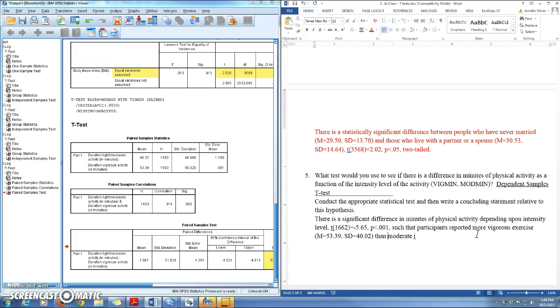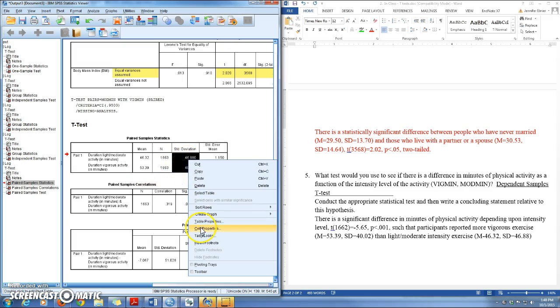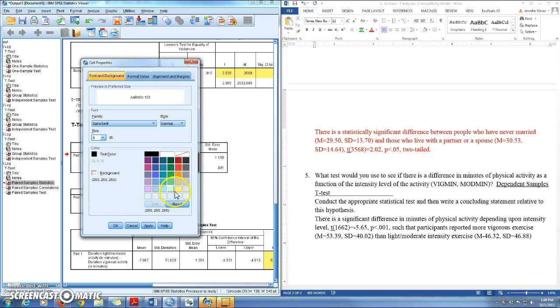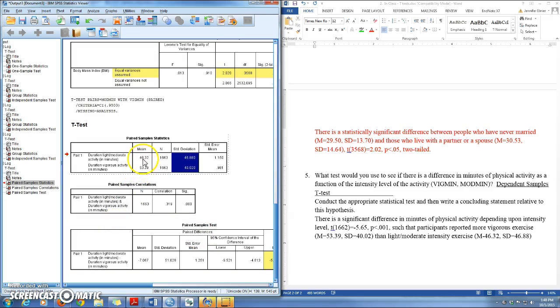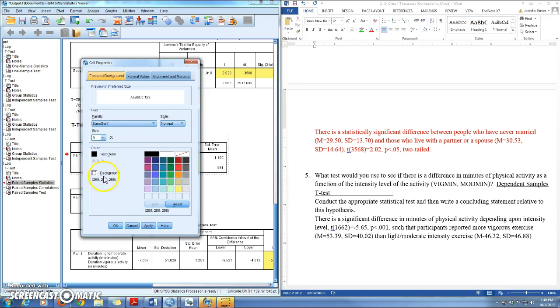Actually, it was actually light. It's called mod-min, but it's actually light to moderate intensity exercise. Mean equals 46.32. Standard deviation equals 46.88. You can see I'm getting those numbers from this table here. And if you want to be complete, it would be great if you took the time to highlight these cells as well. That'll help me if I find any problems in your assignment, and it'll also help you if you go to look back at this sometime in the future.